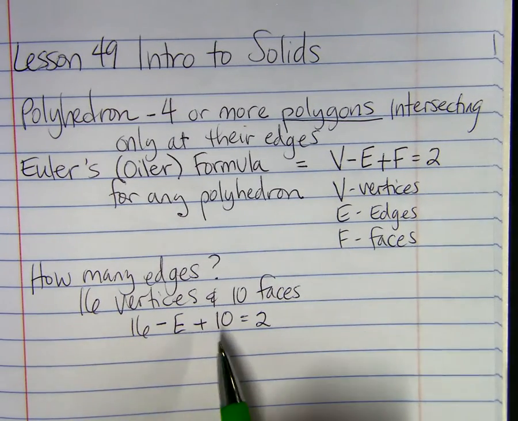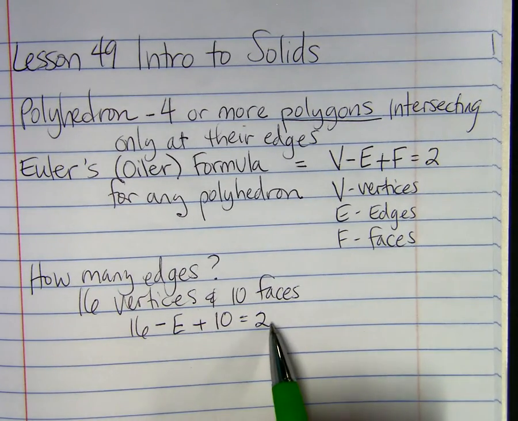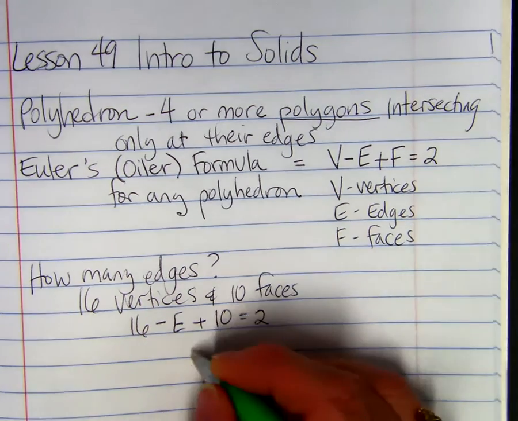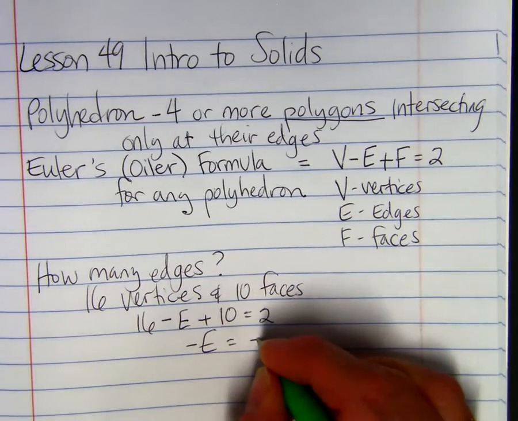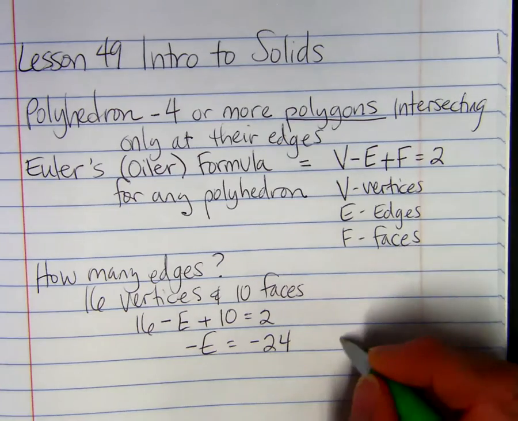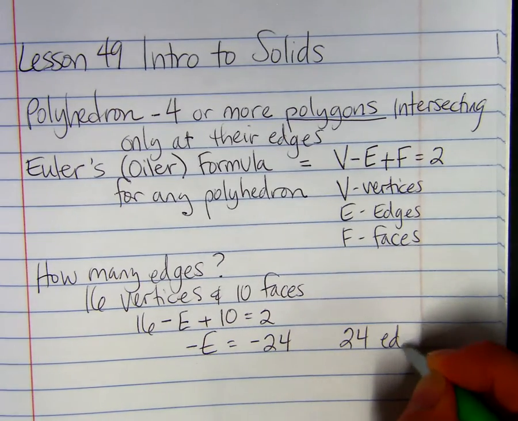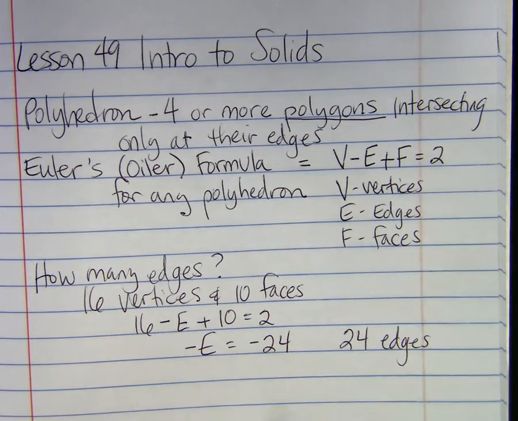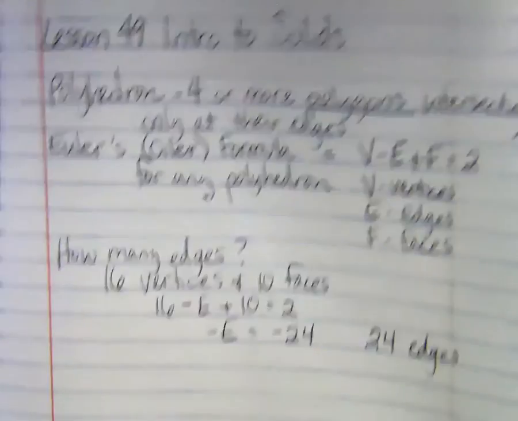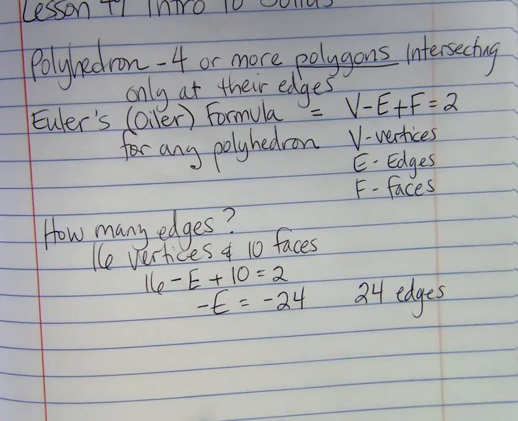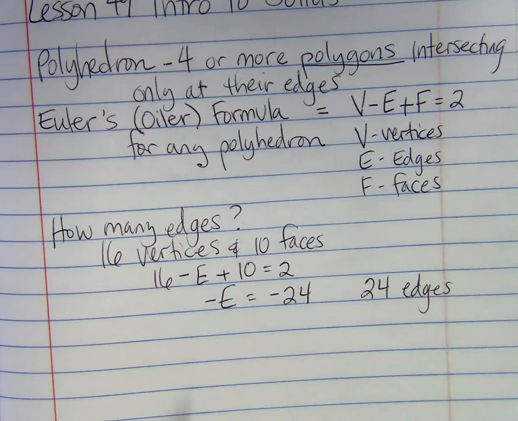So subtract 10, you get negative 8. Subtract 16, you get negative 24. So negative E equals negative 24. So the answer would be 24 edges, so positive E would be 24. And that's the whole lesson in a nutshell.